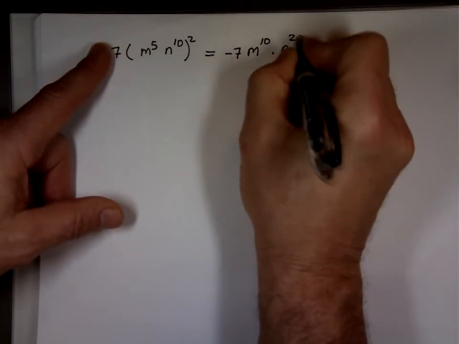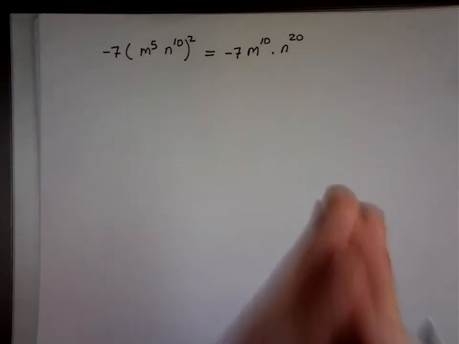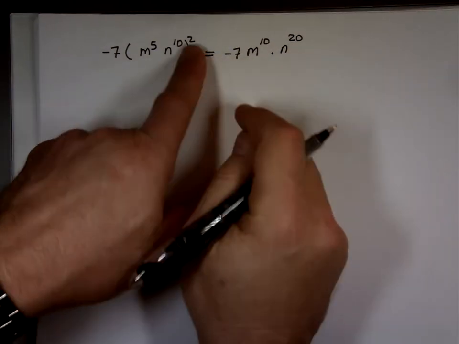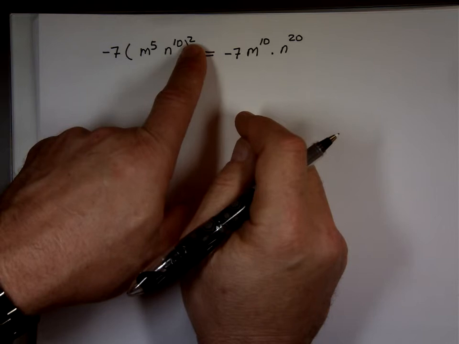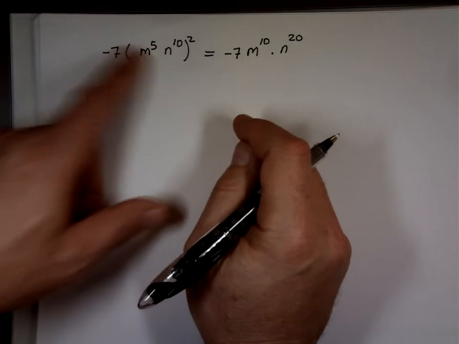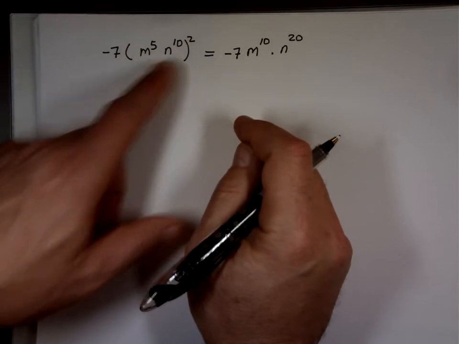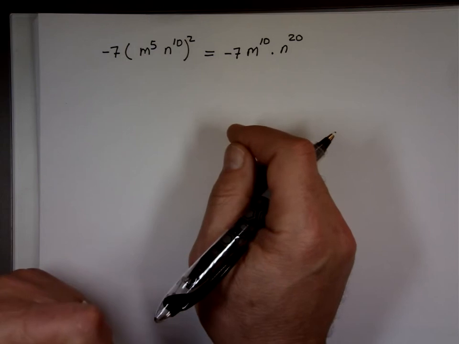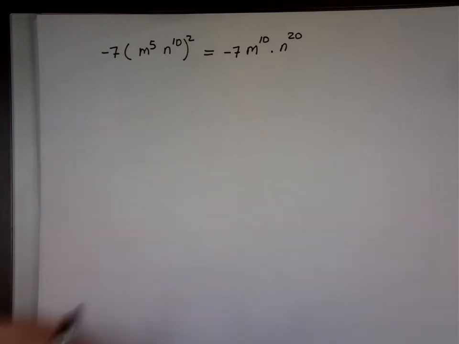So the negative 7 is just sitting in the front there. You're not going to square that one. It's not this times this and this times that. That's only when you have addition between them. Now with multiplications.